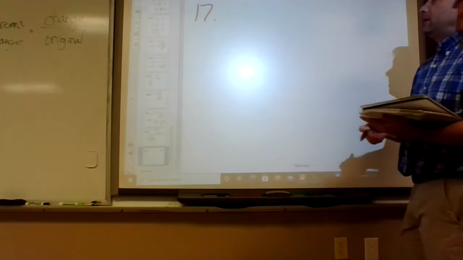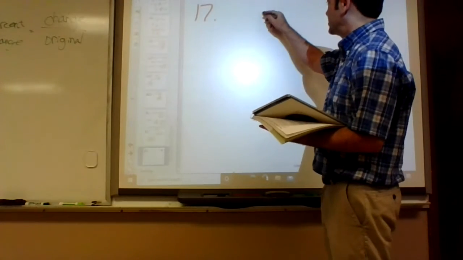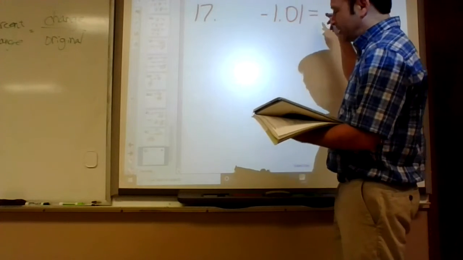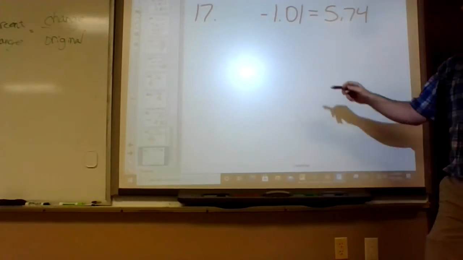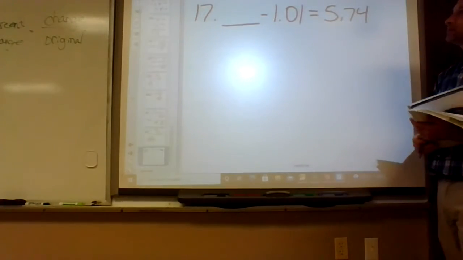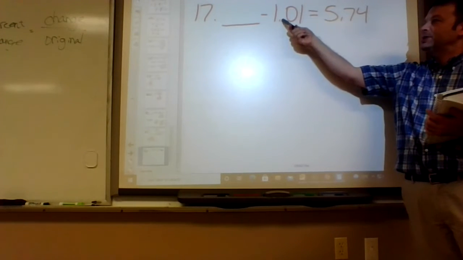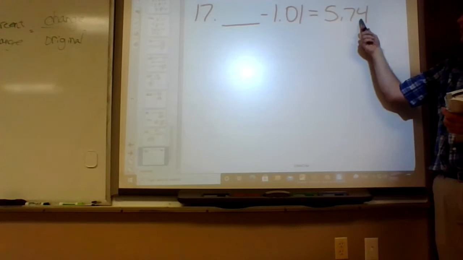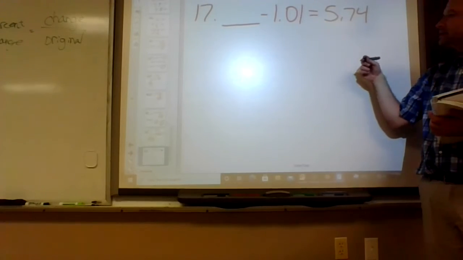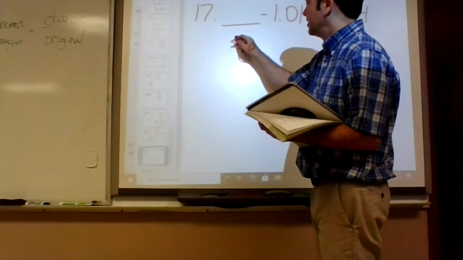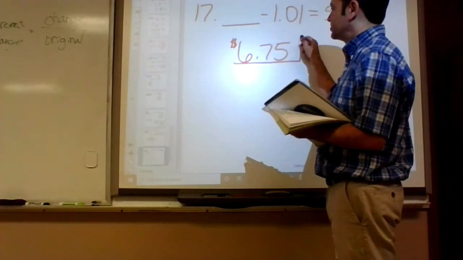Alright, 17. So it says the discount was $1.01. So the price dropped $1.01 and it ended up at $5.74. So how do I figure out the original price? You add. Right. So if it dropped $1.01, you probably can do that in your head, right? $6.75 is the original price.